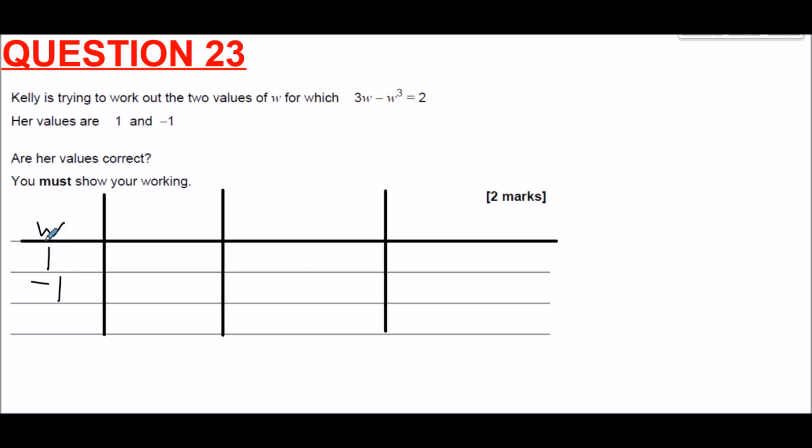So if W is 1 or minus 1, then work out what 3W would be, then work out what W cubed would be. And finally, what would 3W minus W cubed be? And we can compare and see if it's 2. So all we're doing here is just seeing for each value of W, what's 3W and what's W cubed.